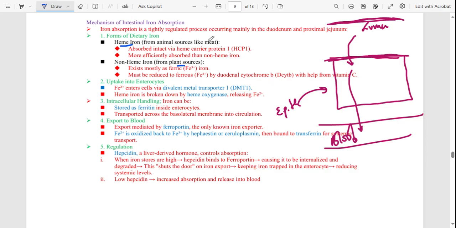The heme iron which comes from animal sources is absorbed via the heme carrier protein 1. While the non-heme iron is normally found as iron 3 plus. So it has first to be changed. This one which comes from plants has to be changed to iron 2 plus. So you have got an enzyme in the duodenum, because that's where absorption happens, known as duodenal cytochrome B. This is the one that will be helping in that function together with vitamin C.